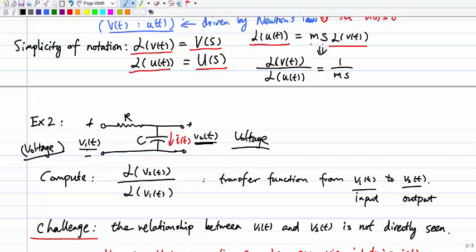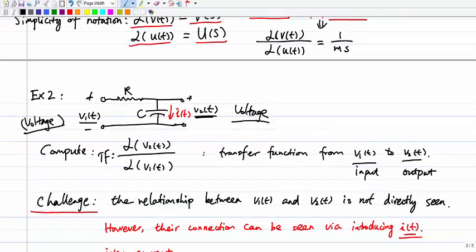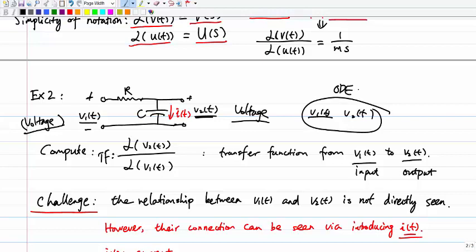I want to find a relation between the voltage here and the voltage over here. In other words, I want to find the transfer function L of V2(t) divided by L of V1(t), considering this input and output. The challenge is that the relation between V1 and V2 is not directly seen here. I cannot directly find a differential equation describing the relation between V1(t) and V2(t). So the goal is to find the ODE.